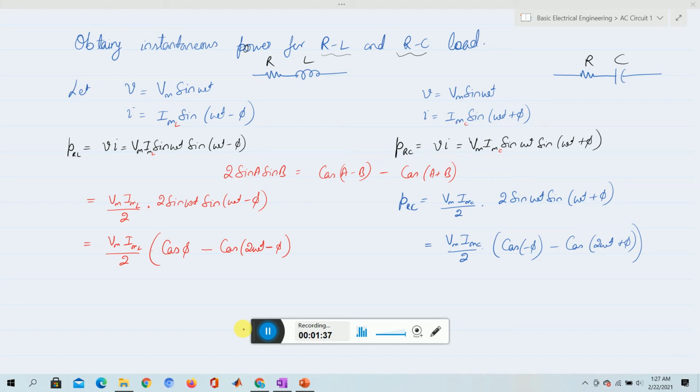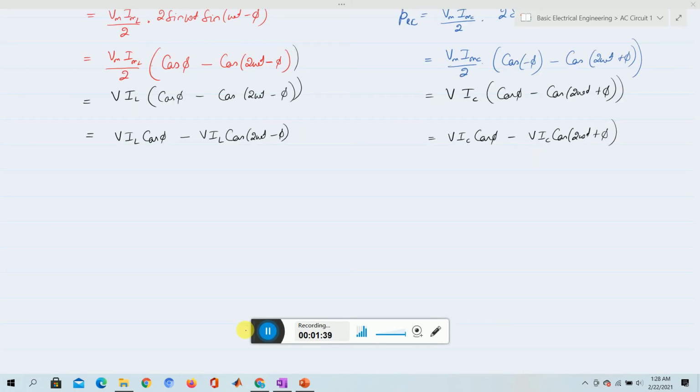Now if we solve this, we write it in terms of RMS values V and I_L. This is the same meaning, Vm by root 2 and I_ML by root 2, so this will come as V and I. So we write it in terms of RMS values, cos φ and cos of (2ωt minus φ). Here also cos φ minus cos(2ωt plus φ), since cos of minus φ is also cos φ.